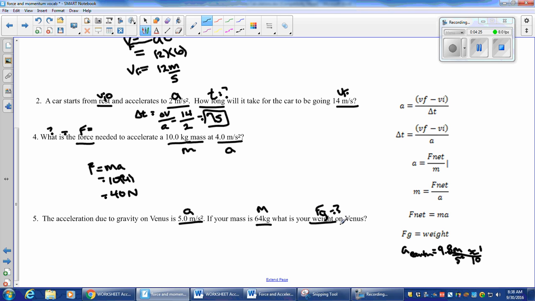Force gravitational is a force, so we can multiply mass times acceleration. You can plug any force into this equation. Force gravity is mass times acceleration. Our mass is 64 kilograms, or my mass in particular, times 9.8. Nope. Why is it not 9.8? Because we are on Venus, not Earth. 5 meters per second squared. So we're going to plug that in the calculator: 5 times 64, and we get 320. And what's the unit for force? Newtons. All right, good luck, guys.